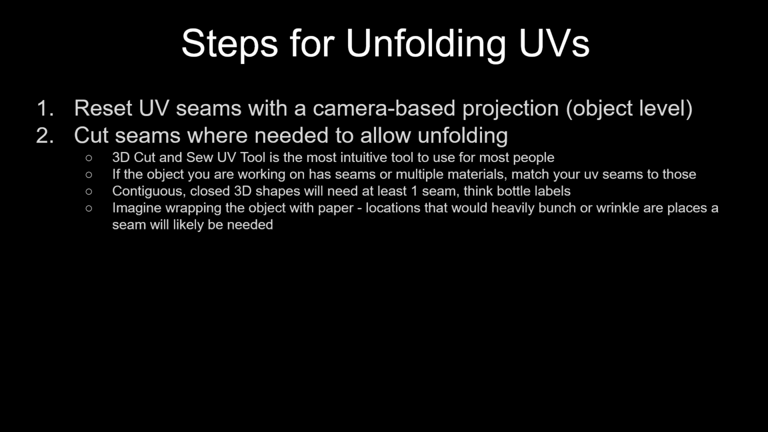And then for those objects where you don't have prescribed seam locations, just go ahead and try to imagine how you would wrap that with wrapping paper. And any place that wrapping paper would really tend to scrunch up or create large wrinkles, that's where you're going to have to add a seam. It's okay if those aren't perfect the first round. The nice thing about this is it's very forgiving. This is a very iterative process.